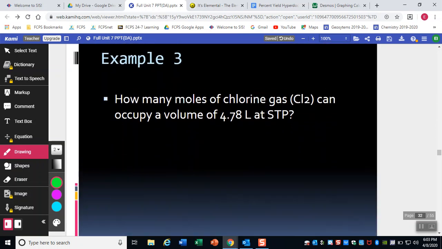Okay, so now how many moles of chlorine gas? All right, so now we're looking at gas, and we want volume. All right, so I've got 4.78 liters.